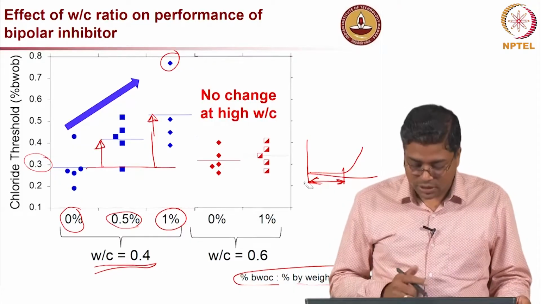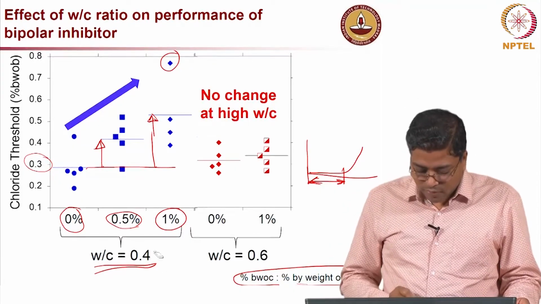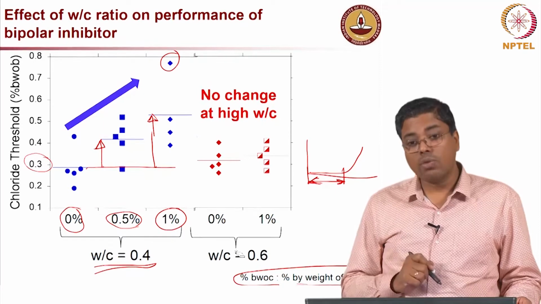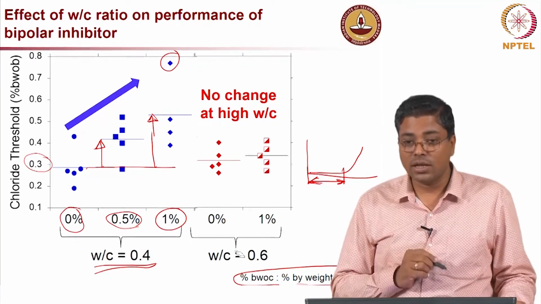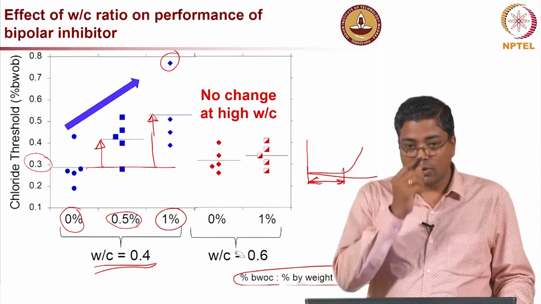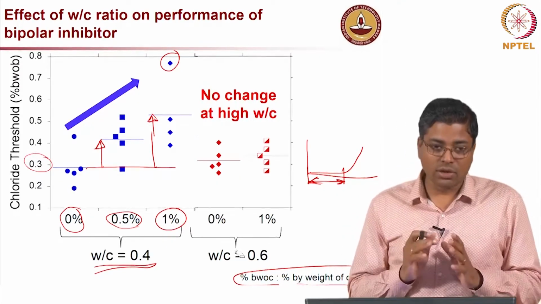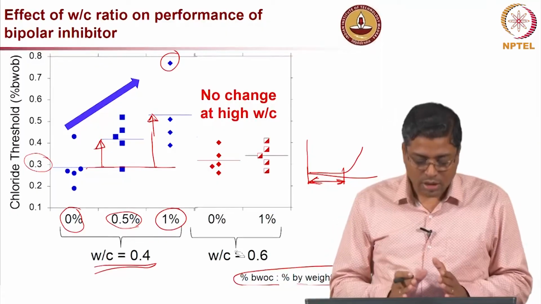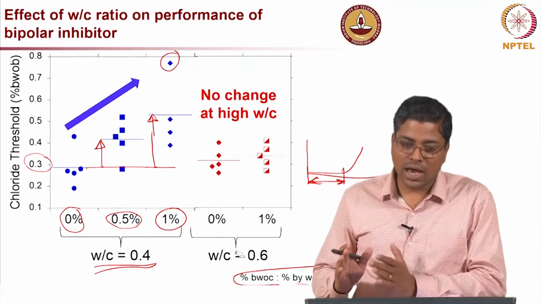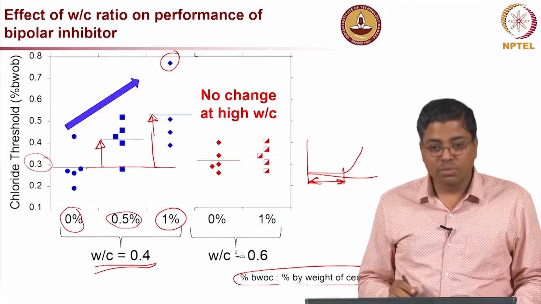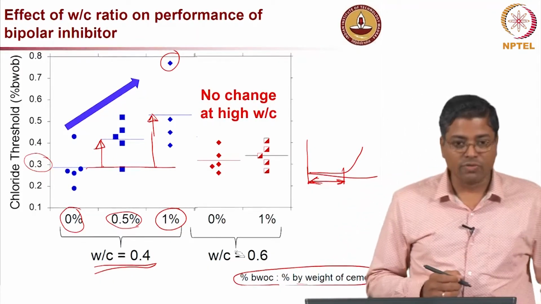I will show you later how much it can be. And also when we go for a higher water cement ratio, what we are seeing is there is no change in the chloride threshold. So, we have to really see that the effectiveness of these inhibitors is good when the water cement ratio is low. When the water cement ratio is high, they do not seem to really perform or to be of great use.